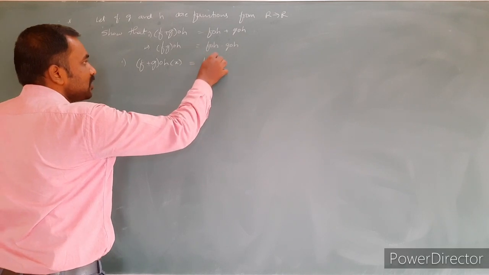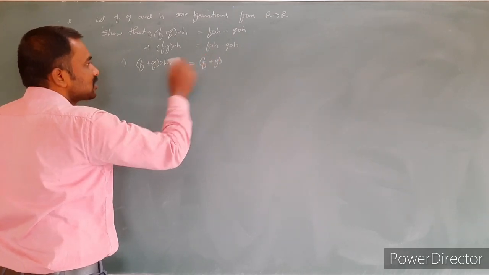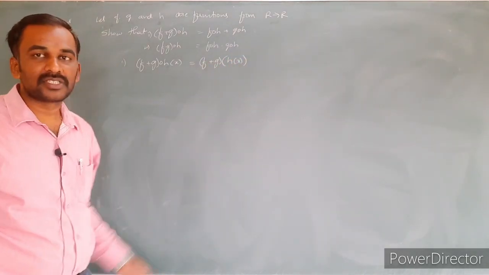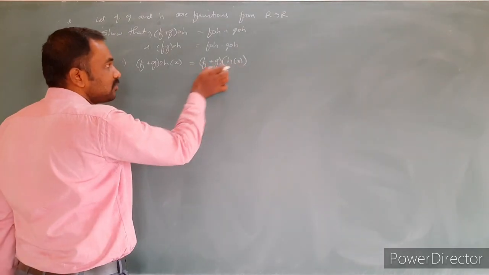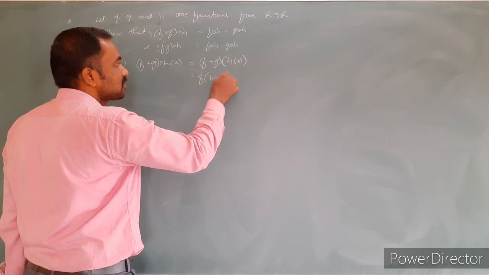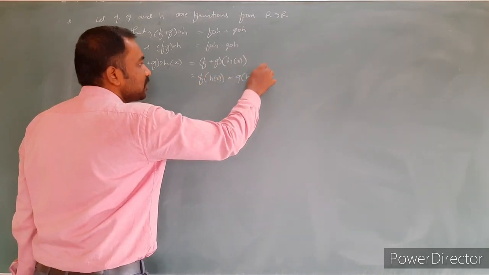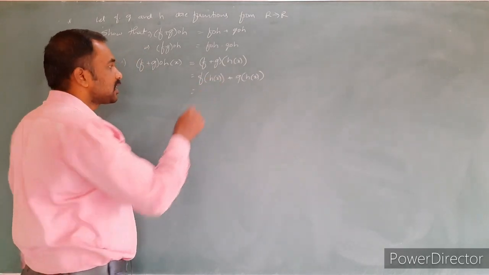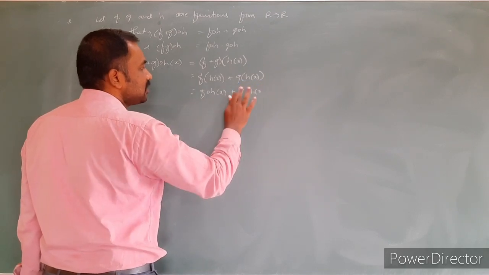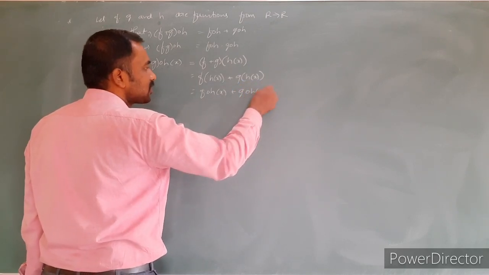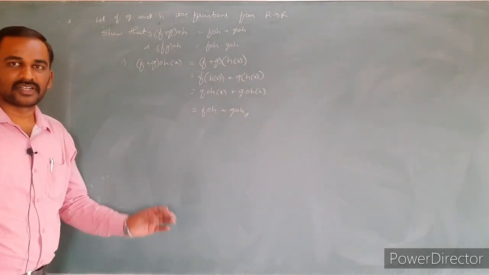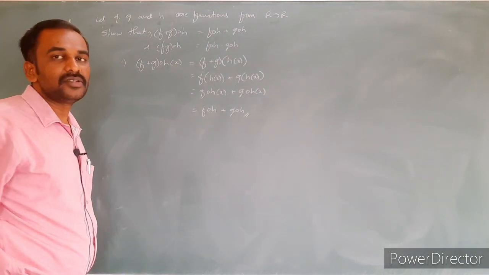We can write (f plus g) circle h of x goes to (f plus g) of h of x. Now, since it is a sum, this h of x is used for both functions, so we can write f of h of x plus g of h of x. f of h of x can be written as f circle h of x, and g of h of x as g circle h of x. Now neglect the x: f circle h plus g circle h. That's all, in a very simple way we got LHS equal to RHS.